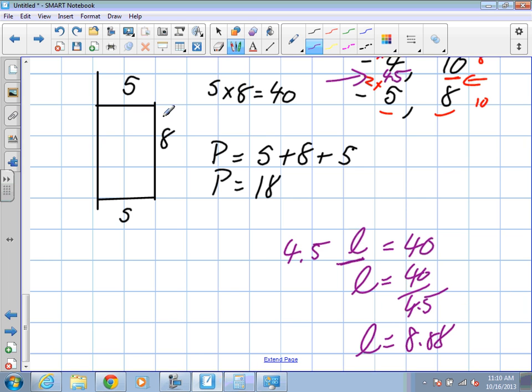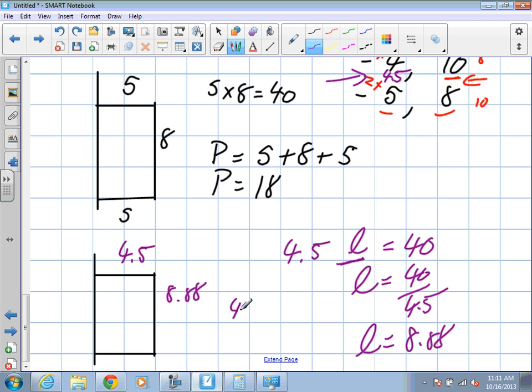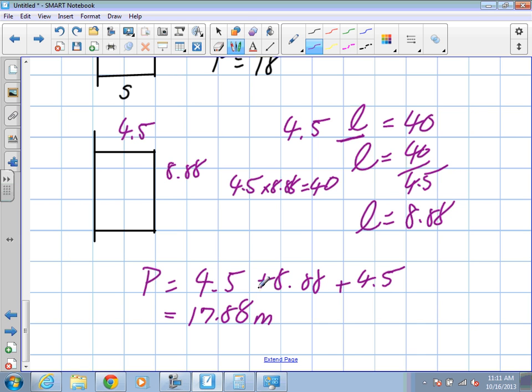So hopefully this is a little better. And it is, actually, because 4.5 times 2 is 9. So that's much closer to our 2-to-1 ratio. So we have 4.5 and 8.88. We know when we multiply those two, we get our 40. So that fulfills our requirement. Let's find our perimeter. 4.5 plus 8.88 plus 4.5, and it's actually going to be 17.88. Not a huge difference, but it is a little smaller than our 18.